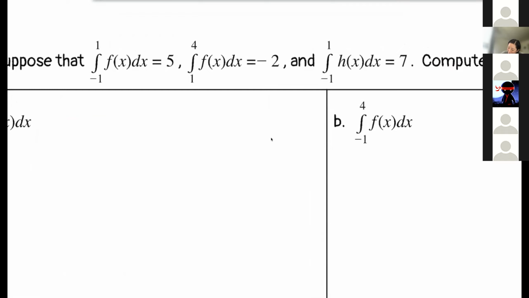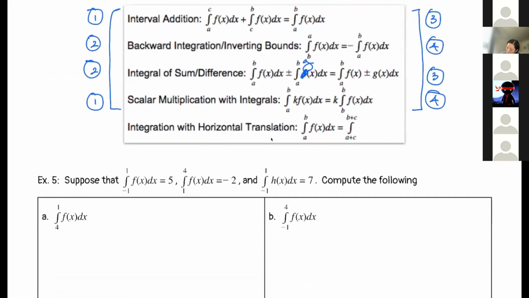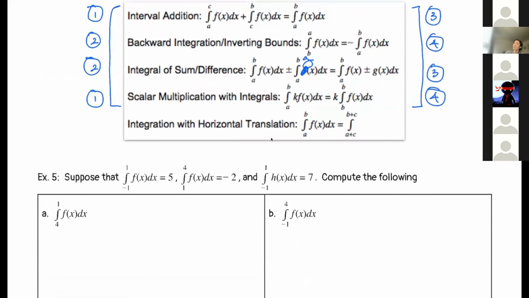We've got these bounds, right? So for f of x, I know from -1 to 1 has an area of 5. I know from 1 to 4 has an area of -2. And for a different function, h of x, from -1 to 1, I actually have 7. Okay. All right. So for part A, I have 2 guesses and they both say +2. Which rule or property did those individuals use?